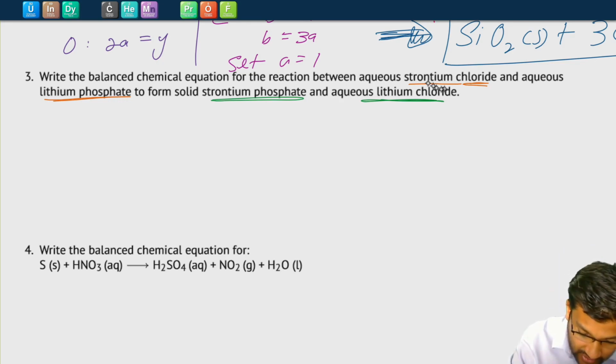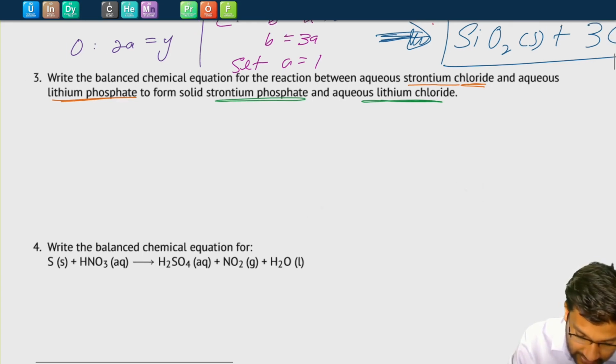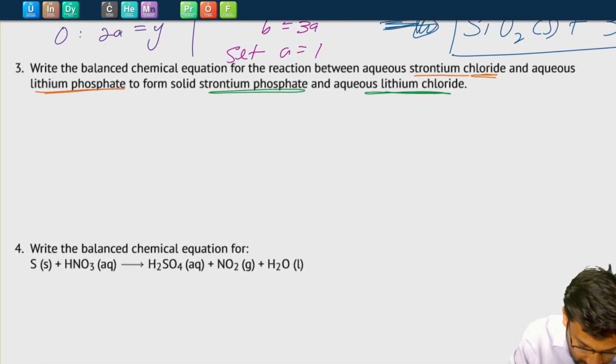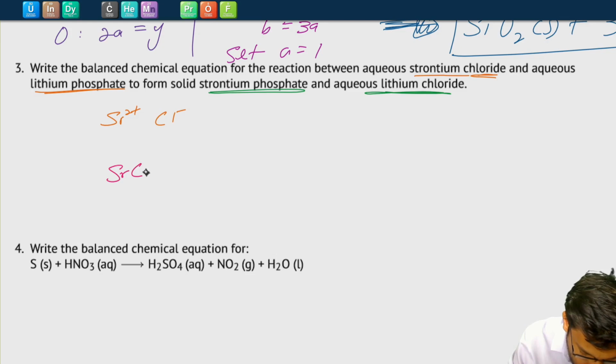So let's look at strontium chloride. It's an ionic compound. Strontium is a metal, chlorine is a nonmetal. Strontium, if you look at your periodic table, you would see that it has a charge of +2, whereas chloride we know has a charge of -1. So the strontium chloride formula to balance the charge will be 1 Sr and 2 Cls to balance that out, and this is aqueous.